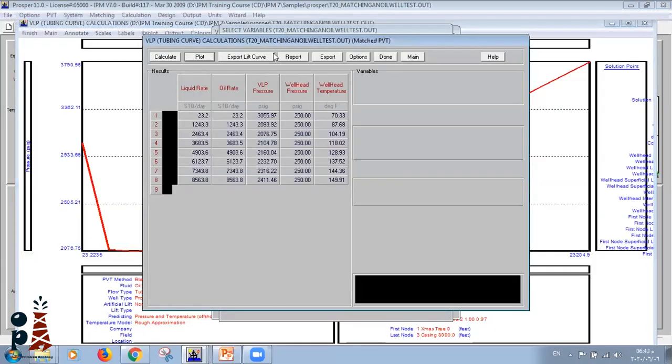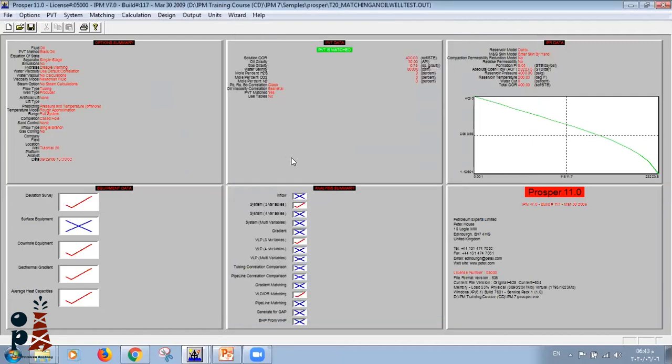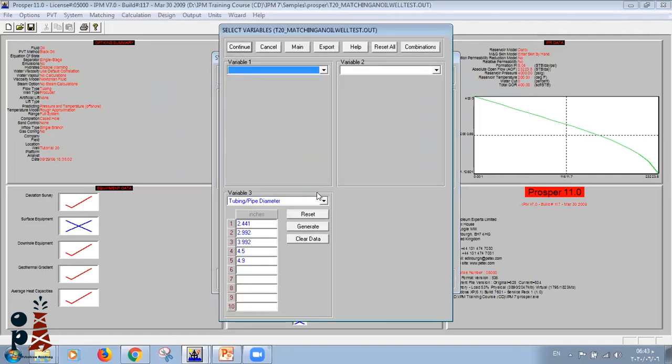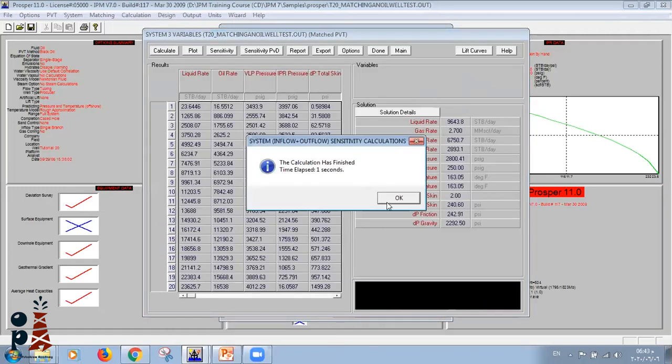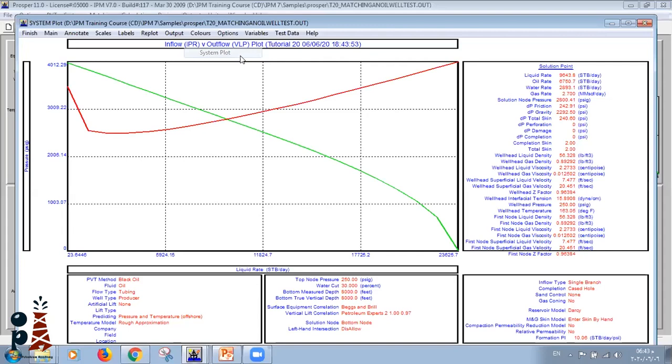So now I can easily estimate what will be the production rate of this well. I come here, I put my input data: what is the top node pressure, what is the water cut, the GOR, what correlation I will use, and then I can easily do the calculation and get the rate here: the liquid rate, the gas rate, the oil rate, the water rate, what will be the BHP, and I can plot this to show you here what we have.